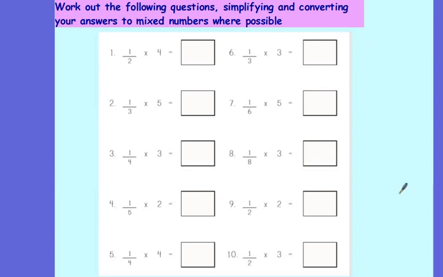Okay, Year 7, in your light blue books, please work out the following questions, simplifying your fraction as your answer if you can, and converting your answer to a mixed number where possible. For example, if I was doing the first one, I've got a half times 4. I'm going to write 4 as 4 over 1. 1 times 4 gives me 4 on the top. 2 times 1 gives me 2 on the bottom. I can divide top and bottom by 2, and that just gives me 2. Pause the video and have a go at those questions now, please. This should take about 10 minutes.